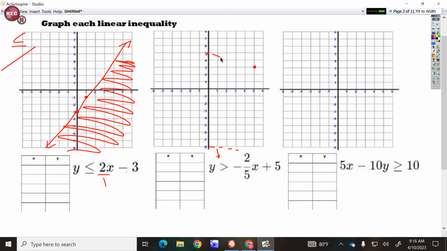Now, make sure this line is dashed. So it's going to be the same placement, just dashed. And now, is it open or closed to your y? Open means greater, so you would shade above. You got it? Any questions? Simple?